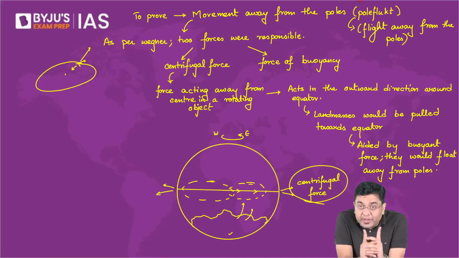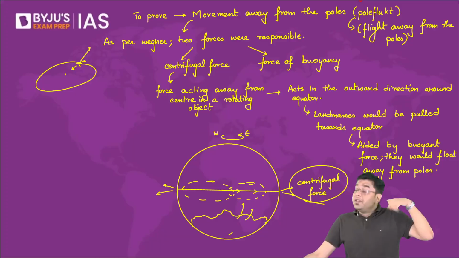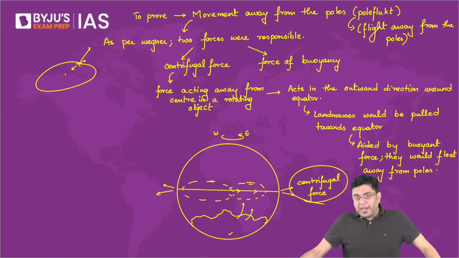Okay, so that is where the contribution of Alfred Wagner should always be highlighted in the answer in positive light, whether you are writing it for GS, for the mains or for the optional. Contribution of Alfred Wagner has to be highlighted in a positive aspect, that what he did, the evidences that he looked into, that were correct. The very imagination that the continents could move, that in itself was path breaking.